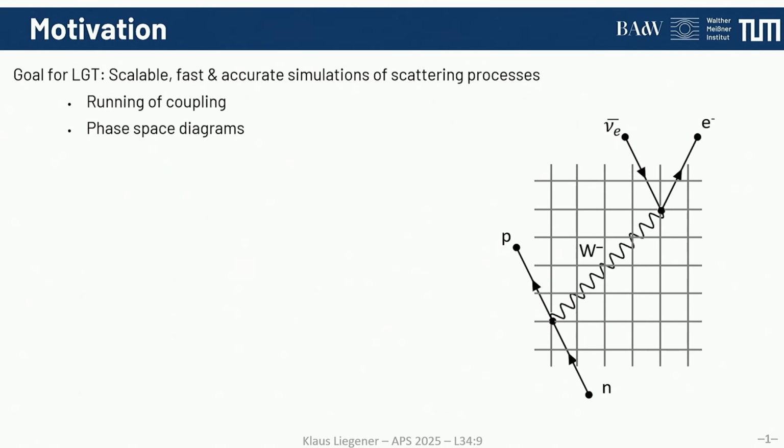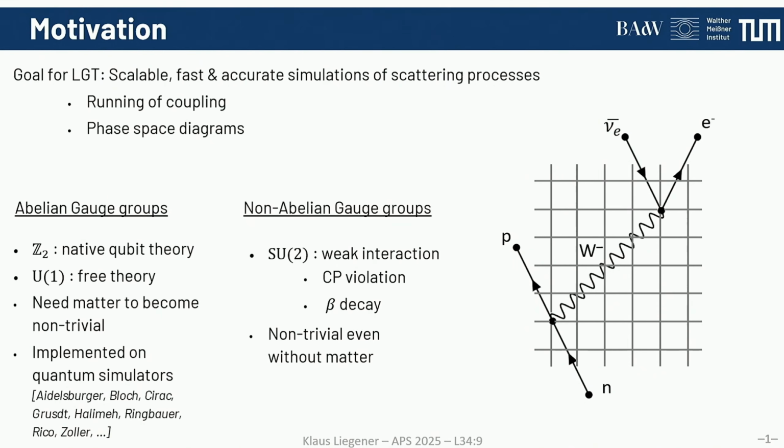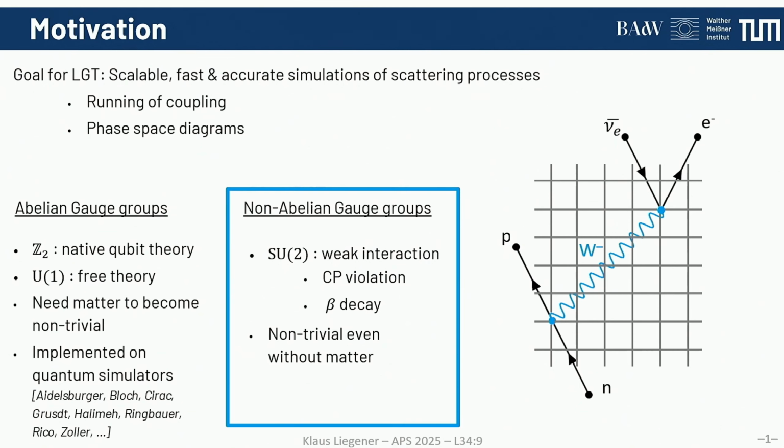Mathematically, we typically distinguish between two pillars of gauge theories. On the one hand, the abelian ones, like Z2, U1, have been studied rigorously, become very interesting in the presence of matter, and have been implemented on quantum simulators already a lot. On the other hand, not so much attention has been given to the non-abelian groups, albeit their relevance for the standard model, like the weak interaction being described by SU2, therefore relevant for those processes like the beta decay over here. So we want today to focus on those.